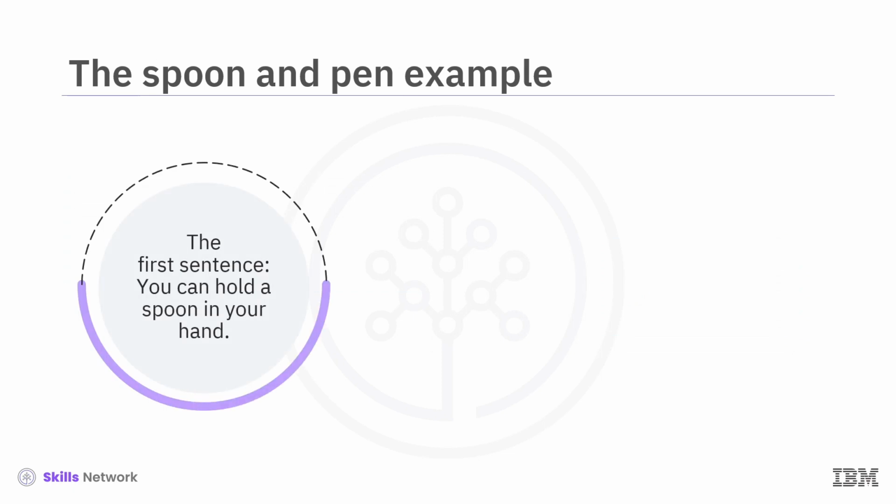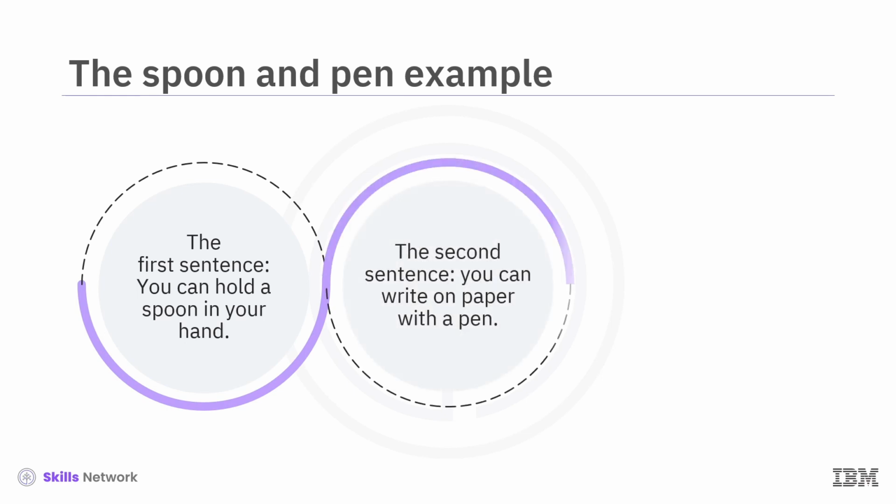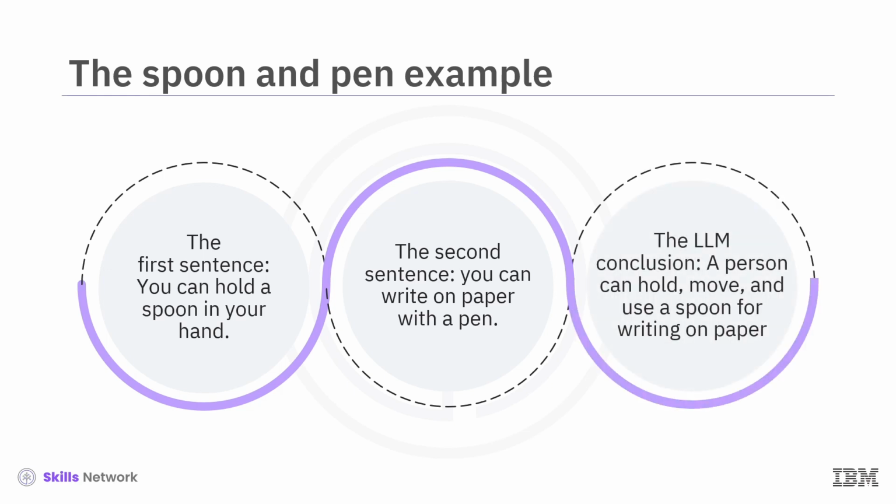In this example, the first sentence says that you can hold a spoon in your hand, which suggests that a spoon is something that you can move or hold. The second sentence says that you can write on paper by having a pen in your hand. This sentence suggests to the LLM that a pen is an object a person can hold and move in their hand. However, based on the first sentence, the LLM will also conclude that a person can use a spoon to write on paper.